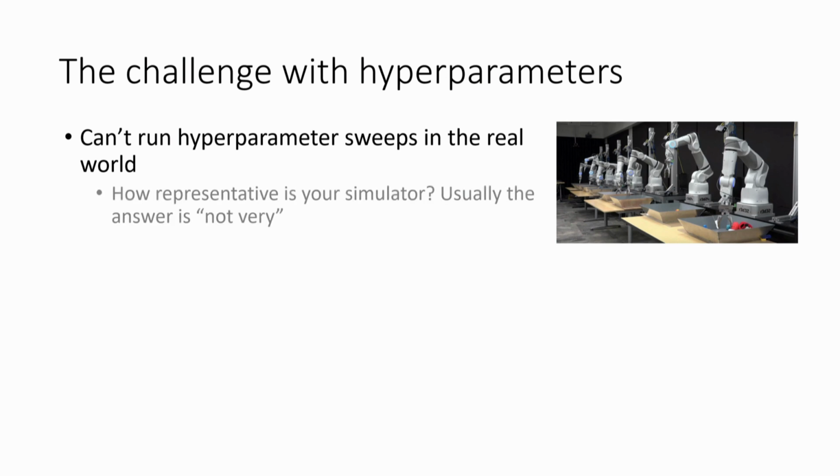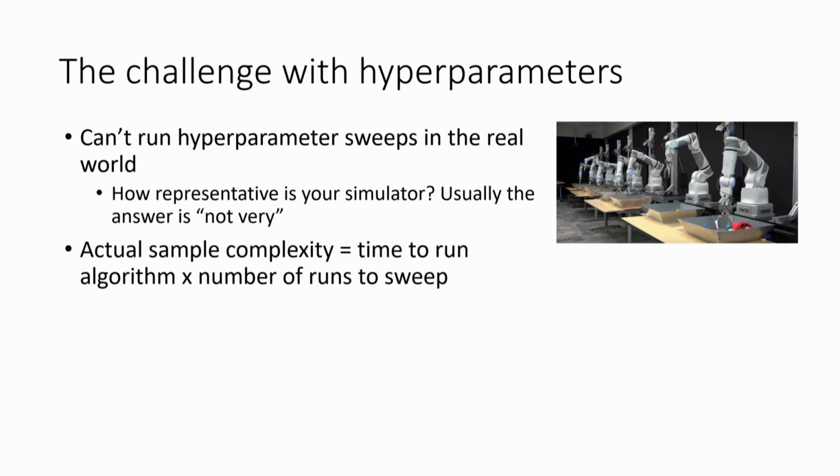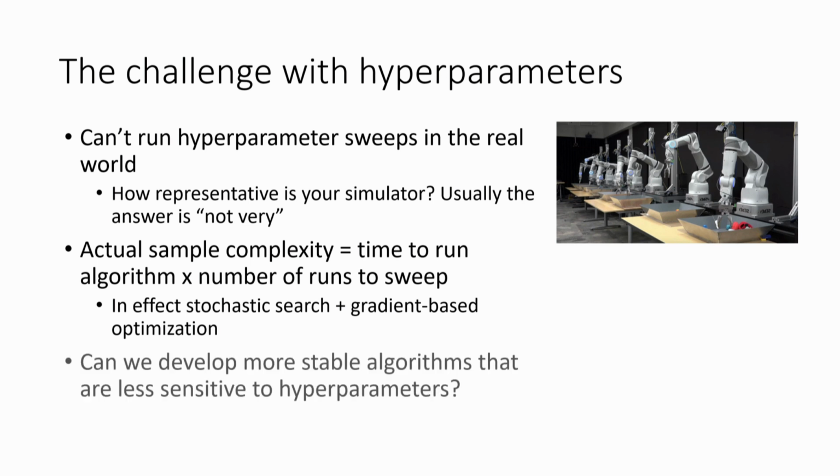So if you have a real-world setting, you could tune your hyperparameters in your simulator, but it's usually not very representative. Or you can tune them directly on your task, but then your actual sample complexity is the time to run the algorithm times the number of times you need to run it to find the right hyperparameters. And that can be a much larger number. So in effect, it's kind of a stochastic search coupled with gradient-based optimization.